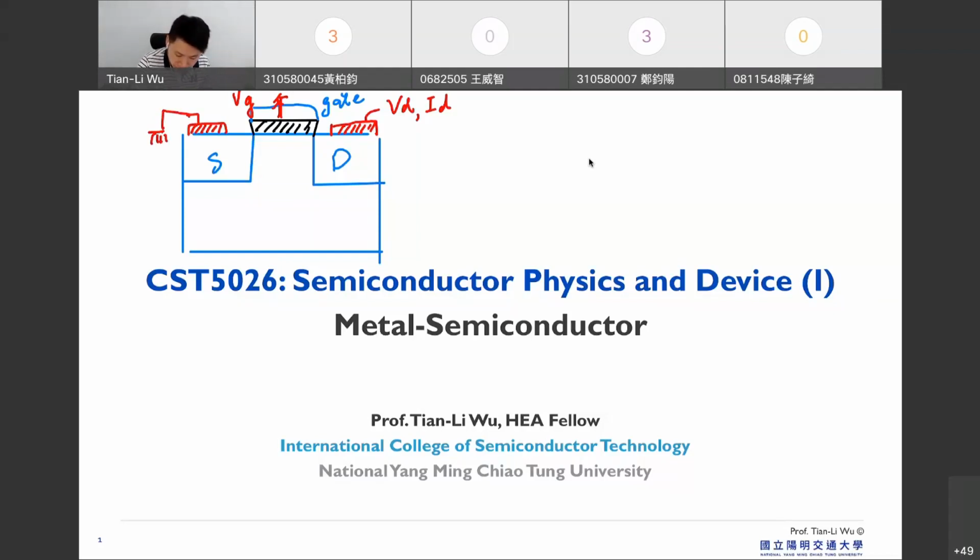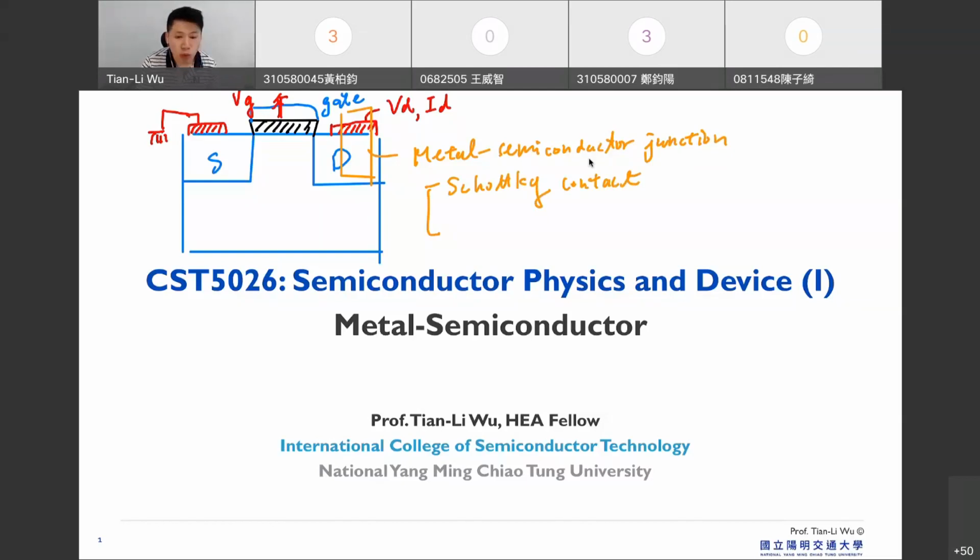So you can see that here and here we have the metal and semiconductor junction. This is what we will look at in today's chapter, the metal and semiconductor junction. Typically, there are two types of metal and semiconductor junction. One is the Schottky contact, and another one is the Ohmic contact.